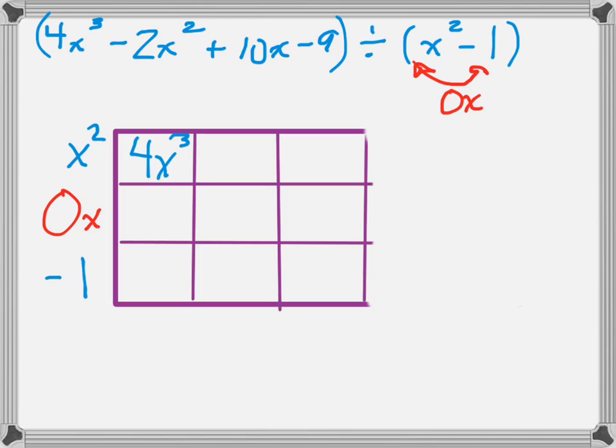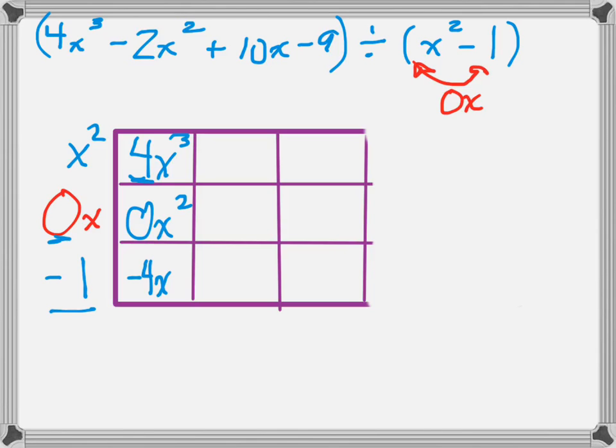So just like yesterday, we are going to be looking at the coefficient to help us create the row. So what is 4 times 0? 0. And our x is going to go down by 1 in the exponent. What is 4 times negative 1? And this time it's going to be x, because we went down from 3 to 1 on our exponent.